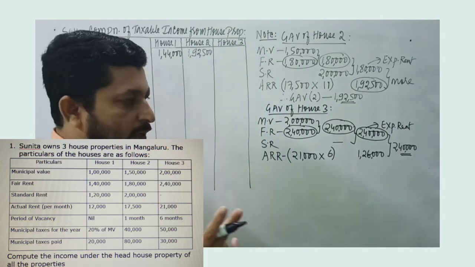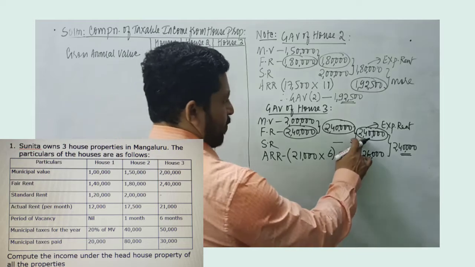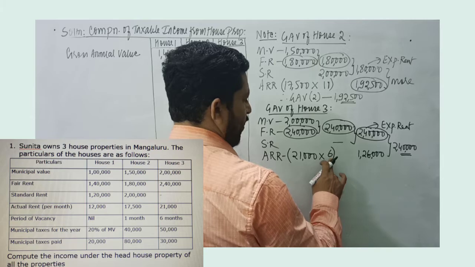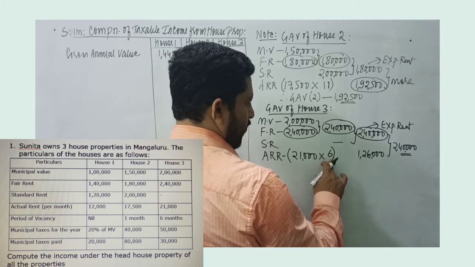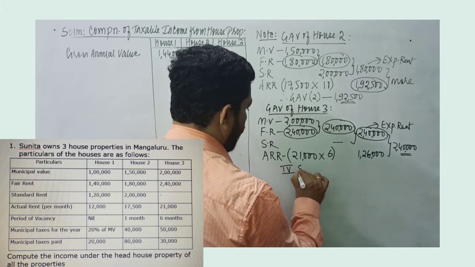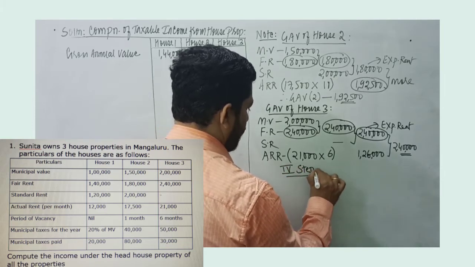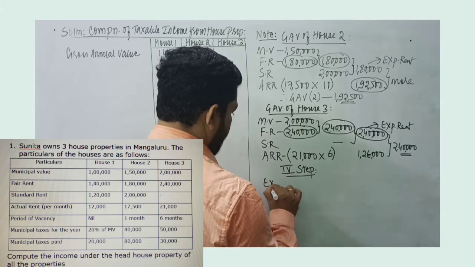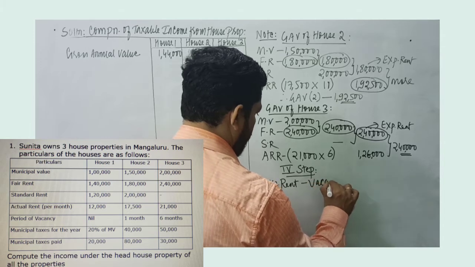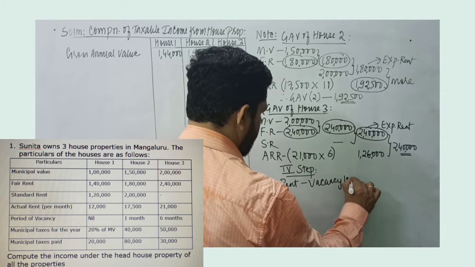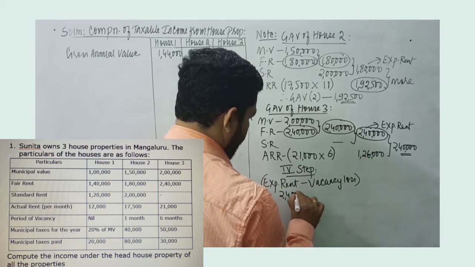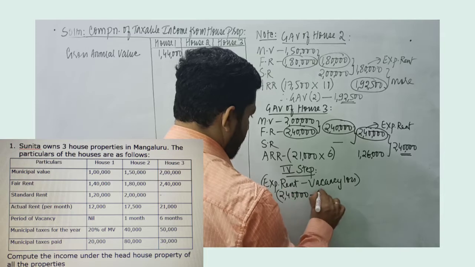We need to check whether two conditions are fulfilled. Expected rent becomes GAV. First condition is fulfilled, and also there is a vacancy loss. There is a vacancy for 6 months. So definitely we go to the fourth step. And in the fourth step, the rule is simple. We take expected rent minus vacancy loss. So expected rent is 2,40,000 as we have, minus vacancy loss.